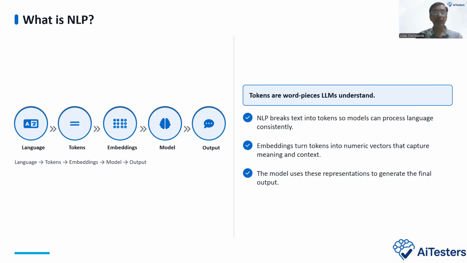Tokens are the smaller pieces of text the model actually processes. Embeddings convert those pieces into numeric vectors, and the model uses those representations to produce a final response. For testers, understanding this pipeline helps explain why wording matters and why seemingly small prompt changes can affect outputs significantly.